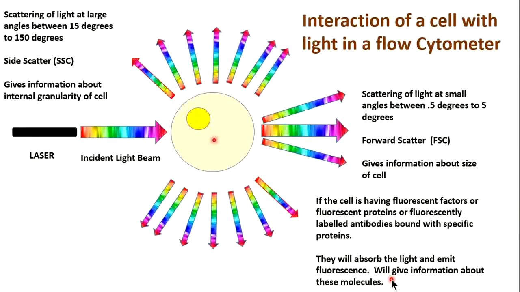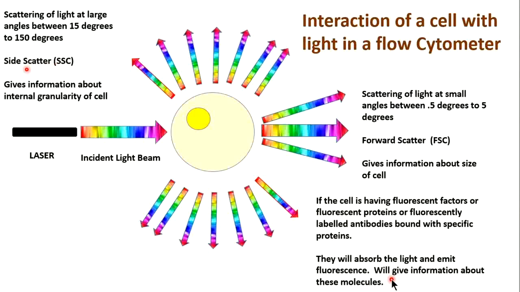Now some of the light can enter inside the cell and there it will be scattered not by the size of cell but by the granularity of cell. Granularity of cell means the cells are having different biomolecules like proteins, lipid, carbohydrate, then cell organelles like mitochondria, lysosomes, other things, right? So it is interacting inside the cell with some granules and there it is scattering. And that scattering is generating an angle between 15 degree to 150 degrees. And this parameter is called as side scatter or SSC.